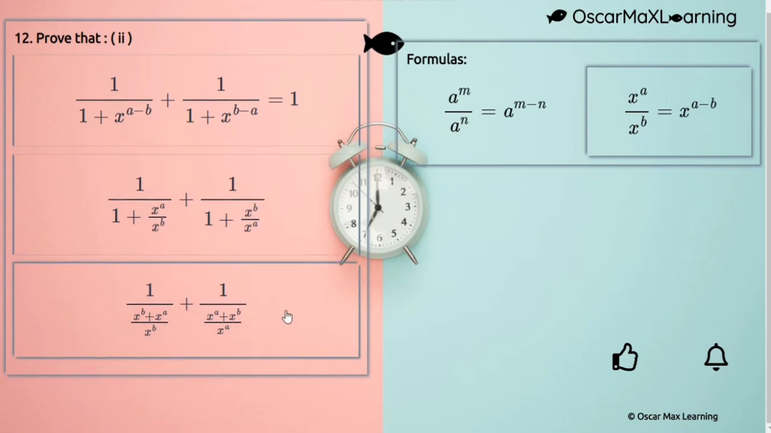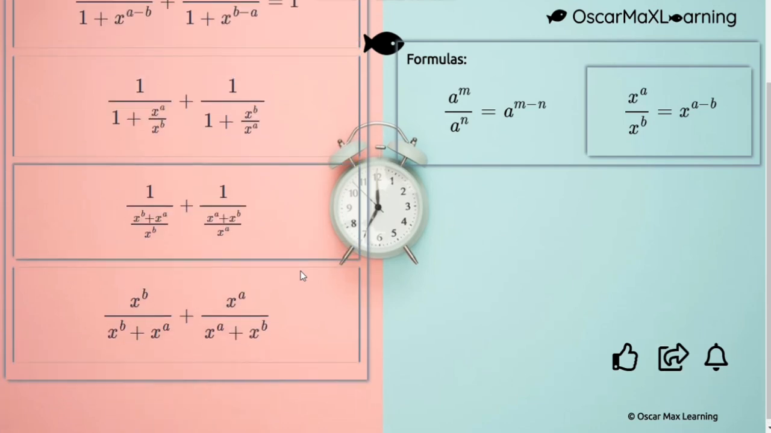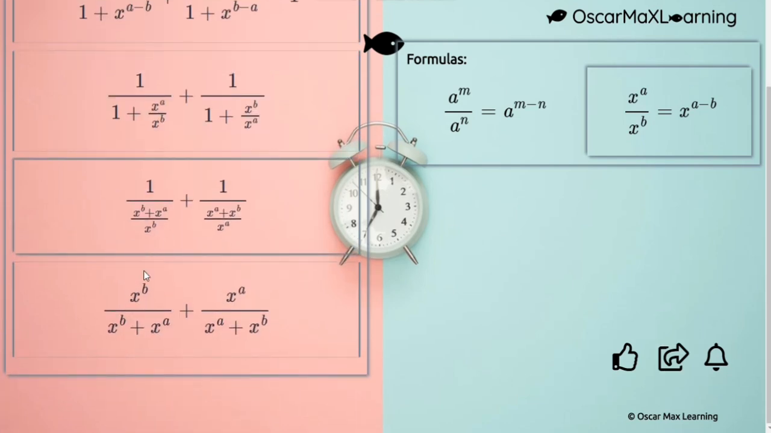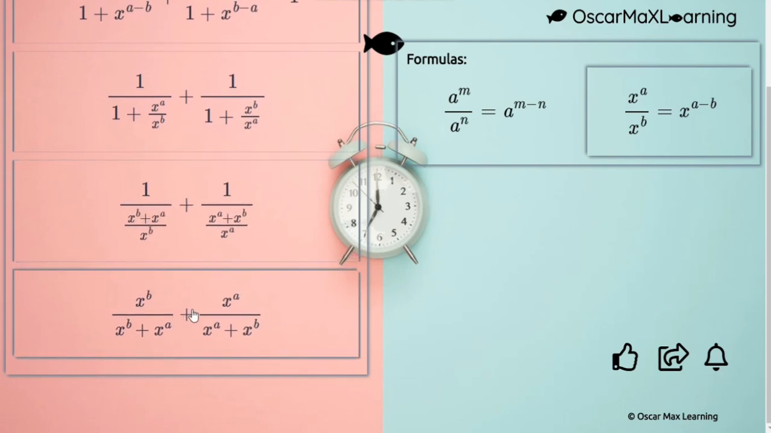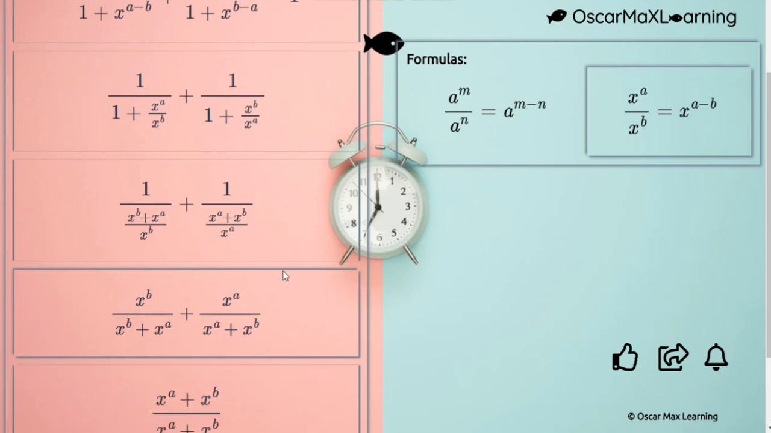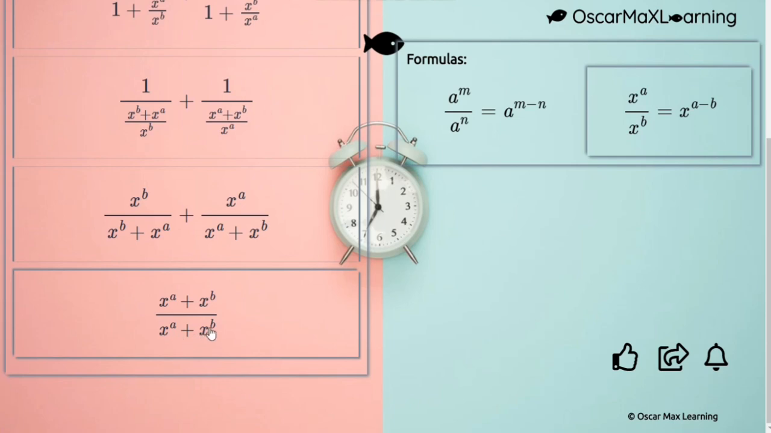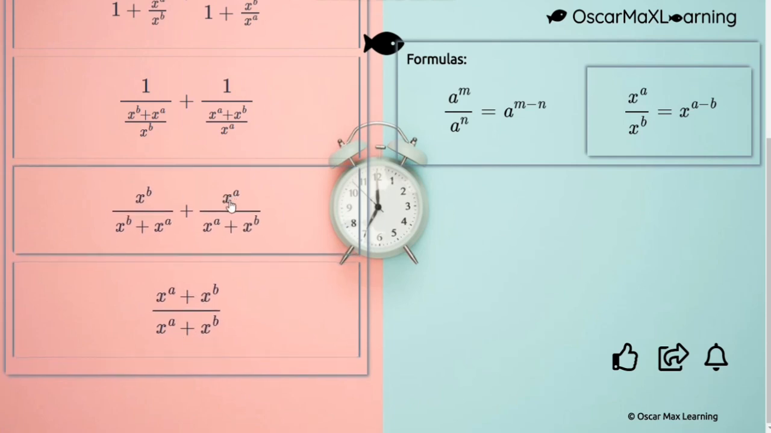Now I'll try to reciprocal it and solve the problem. If I reciprocal it, I'll get x to the power b in the numerator and x to the power b plus x to the power a in the denominator, plus same way x to the power a will go to the numerator and x to the power a plus x to the power b will be in the denominator. Now you can observe the denominators are same, so we no need to take LCM. So I'm going to write denominator as it is, x to the power a plus x to the power b. Now I need to add the numerators, that is x to the power a plus x to the power b.